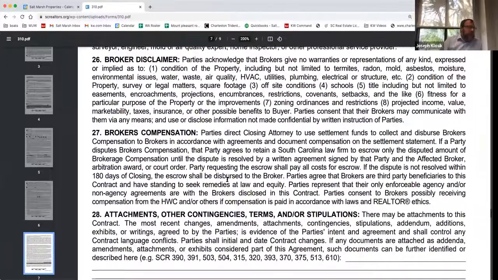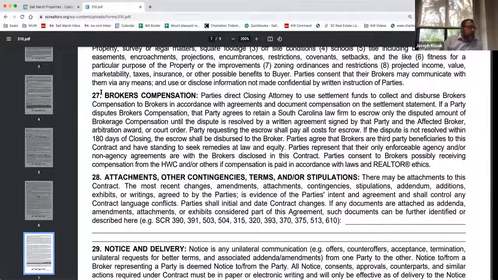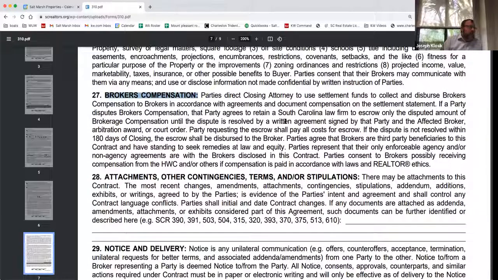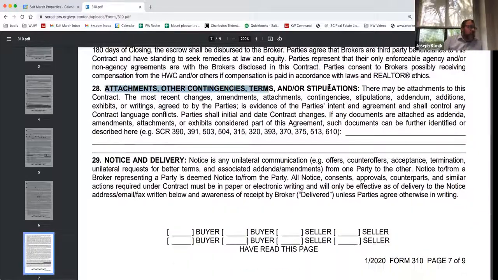their research on that. Broker's compensation, this basically is agreed that the broker's compensation has already been negotiated and will be paid by the closing attorney. 28 is where you'll add any attachments. So if you do add any addendums or you put anything into an addendum, you will need to reference this addendum. Here's a list of possible ones that will be in here. You want to reference them in this blank here.